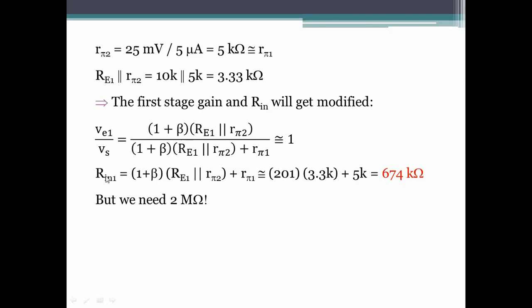What about the input resistance? The input resistance was 1 plus beta times RE1, plus R pi 1. But that RE has become RE parallel R pi 2. So it was 10 earlier, now it has become 3.3, this total. So the total Rin has become 674 kilo ohms. But we need 2 mega ohms. This is not good.